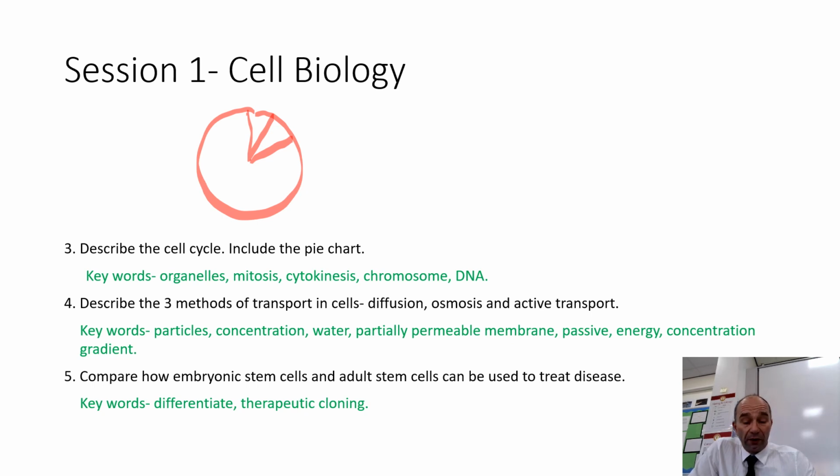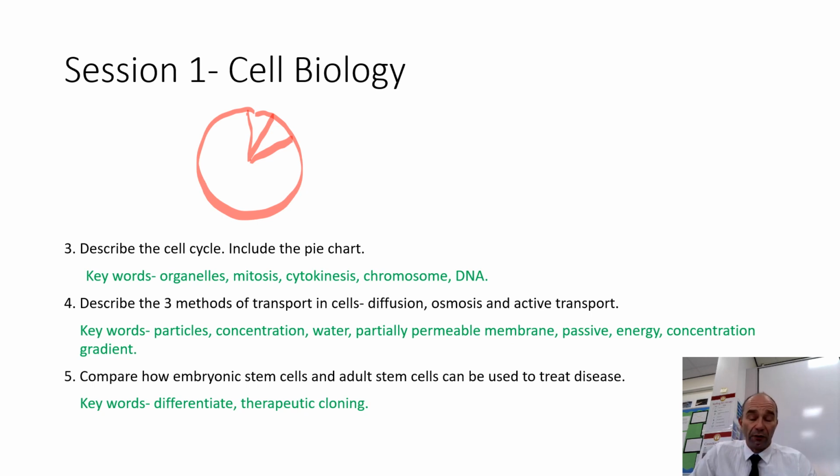The fourth activity is to describe the 3 methods of transport in cells, and they are diffusion, osmosis, and active transport. It could be a good way to compare them by drawing a table. It's up to you the format that you take, but you need to include in your answer particles, concentration, water, partially permeable membrane, passive, energy, and concentration gradient.